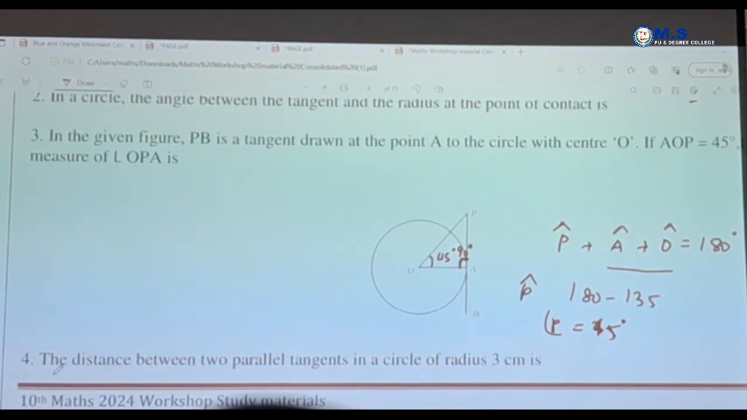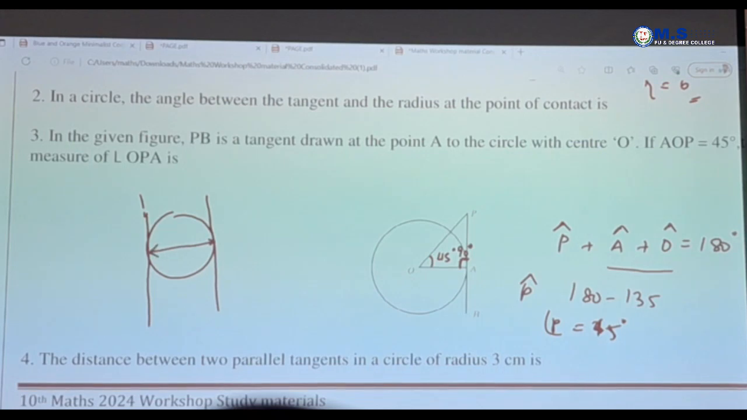Look at this question, the fourth question. The distance between two parallel tangents in a circle of radius 3 centimeters. The distance between two parallel tangents is what? It is the diameter, right? The distance between two parallel tangents is the diameter. What is the diameter? 2 times the radius. D equals 2 into radius, which is 3, so we get 6. Got it? Any doubt?